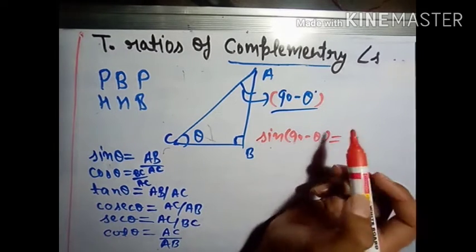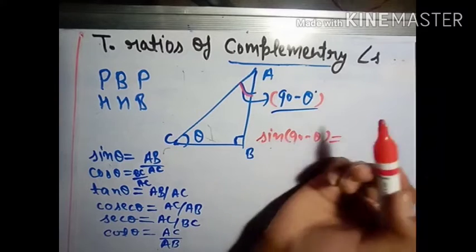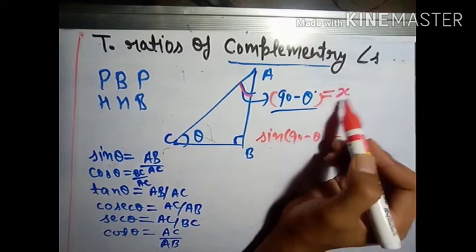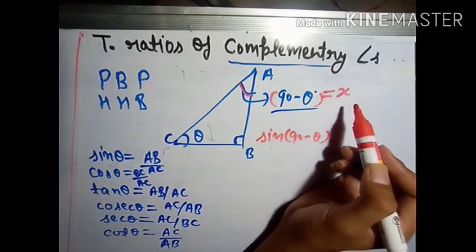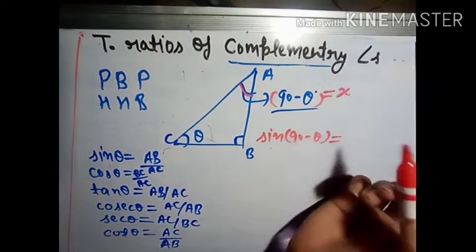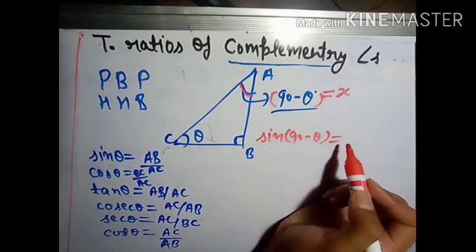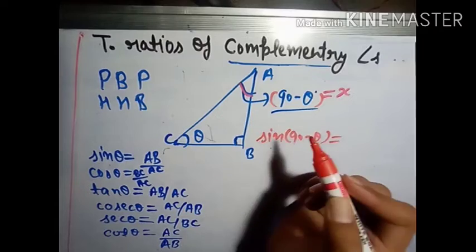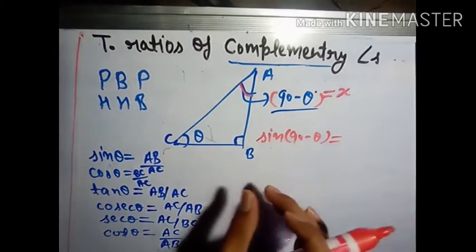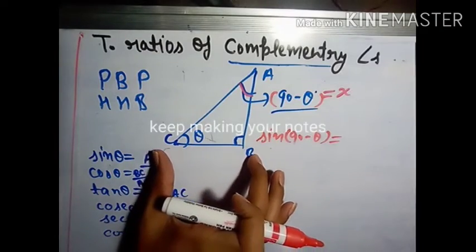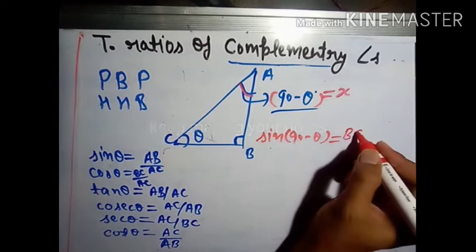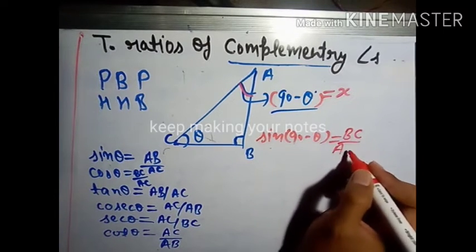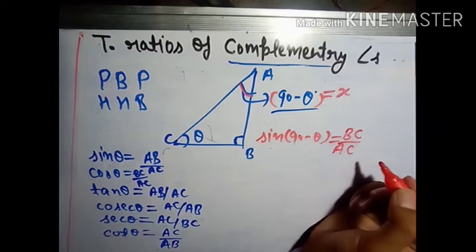Sine 90 minus theta. Now I am taking this angle. You can also write it as x if you wish to; there will be no change. So for this, sine 90 minus theta is equal to perpendicular upon what? Very good. So for this angle, BC will be the perpendicular. BC upon AC. Is it okay?